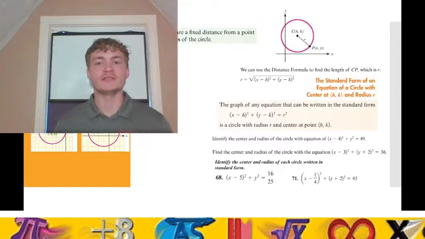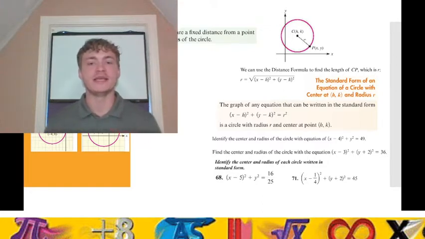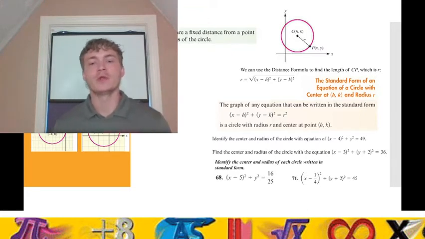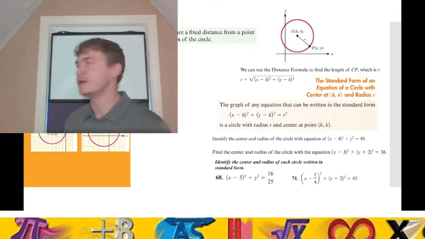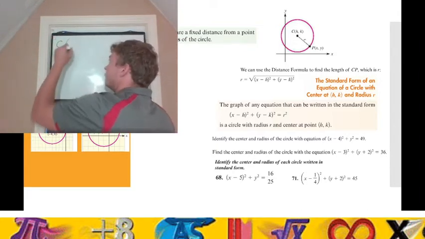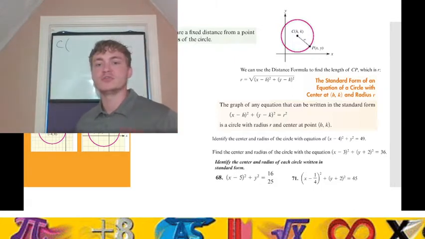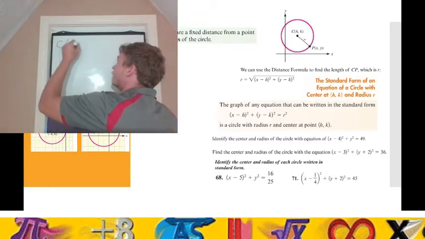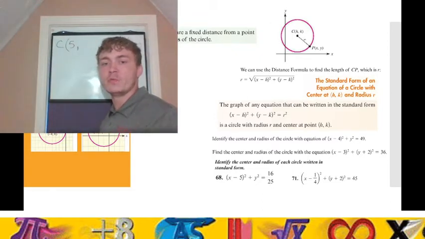Identify the center and radius of each circle written. For number 68, we have x minus 5 being squared, plus y squared equals 16/25. So for number 68, we do have it in standard form. The x is being squared and the y is being squared, so we know it's a circle. So the center here: for our x coordinate, we are subtracting 5 from x, so our x coordinate is 5. For the y coordinate, we have y squared, which tells us that the y coordinate for our center is 0.